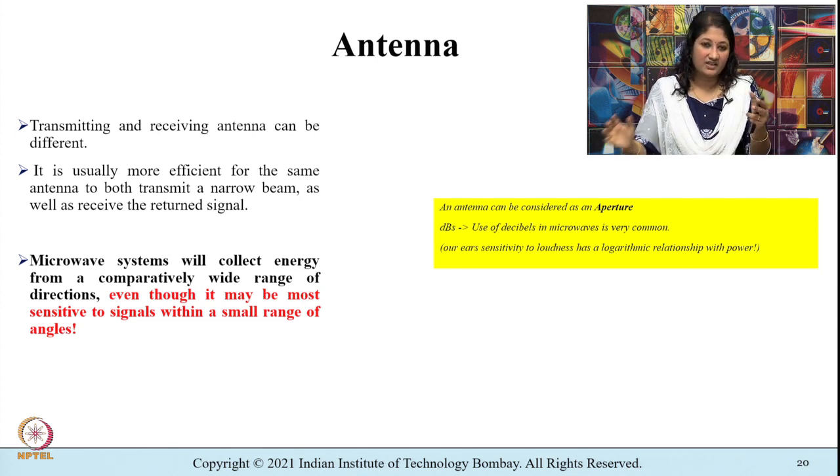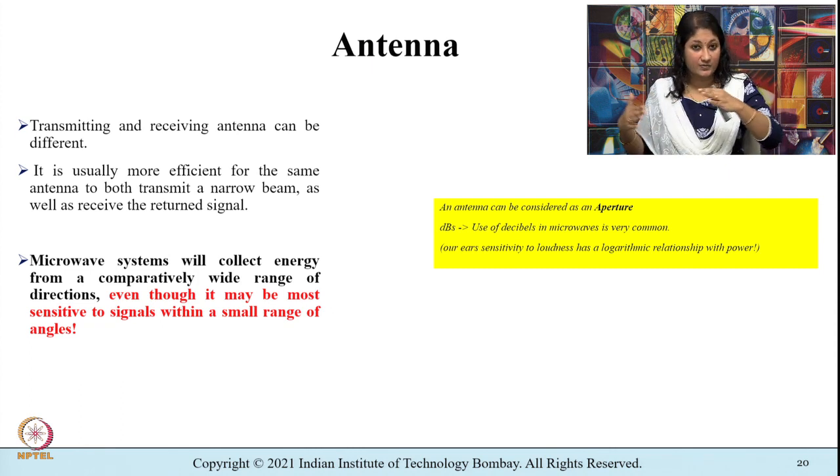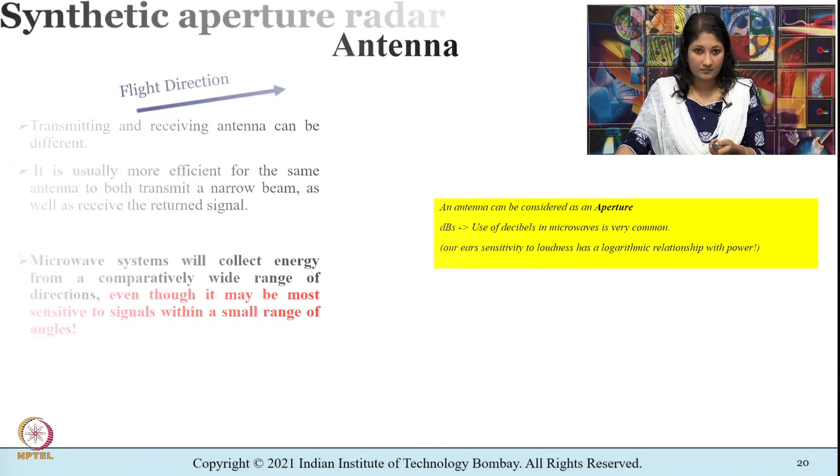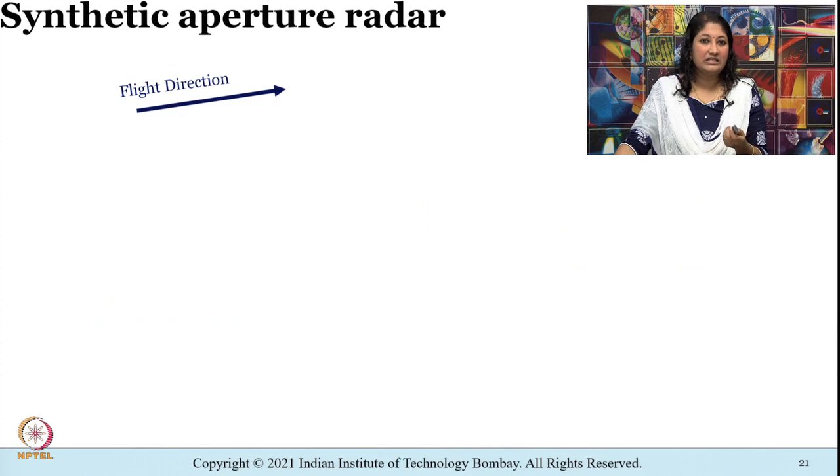So till now we have made a distinction between an antenna and a receiver, and we mentioned that it is usually efficient for the antenna to both transmit as well as receive the signals. Now let us try to understand what is synthetic aperture radar, SAR. Generally, the larger or longer the antenna, the more information that can be obtained about a target. But in the real world, antennas in space are not that large or long.